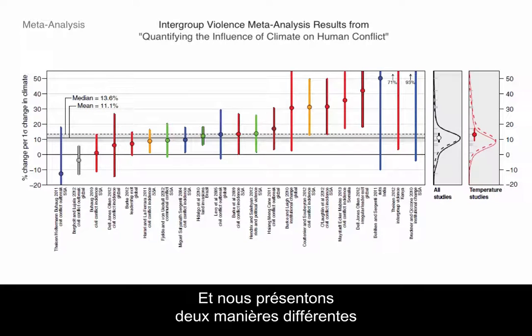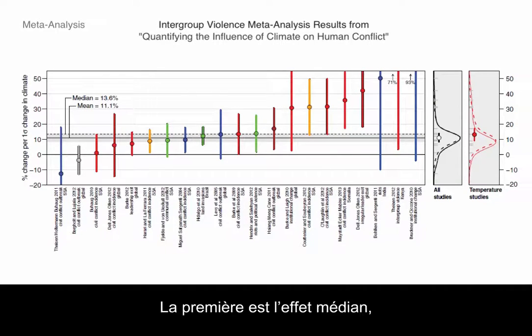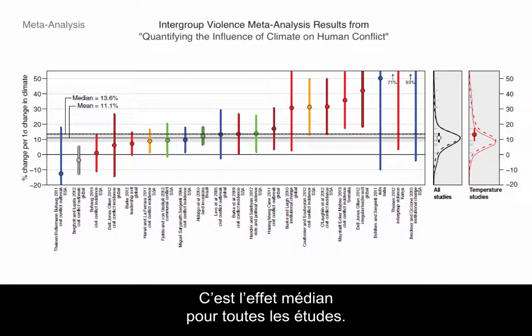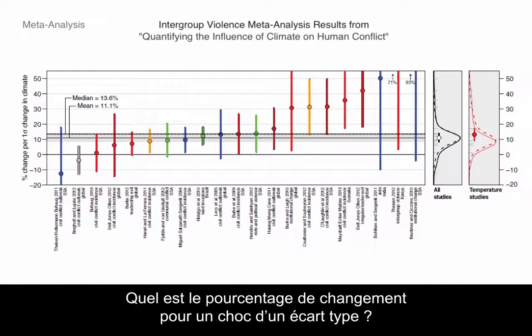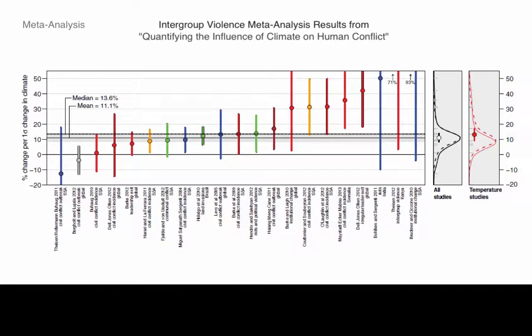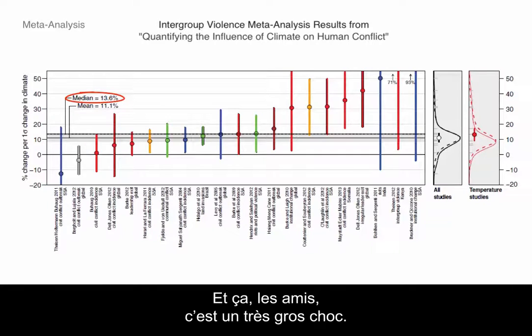And we present a couple different ways to understand these results. So the first thing we present is the median effect, which is this dashed line here. The median effect, across all these studies, is the percent change per 1 standard deviation shock in climate? And that's about 13%. That, my friends, is a very big shock.